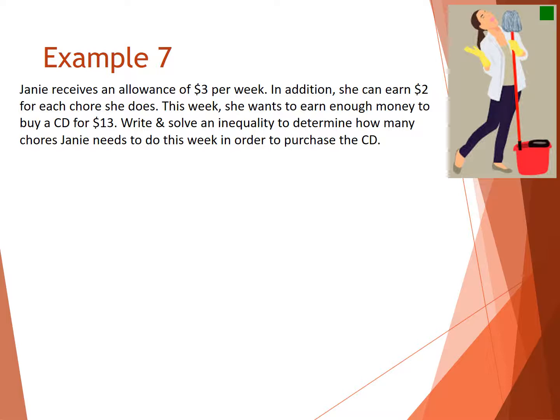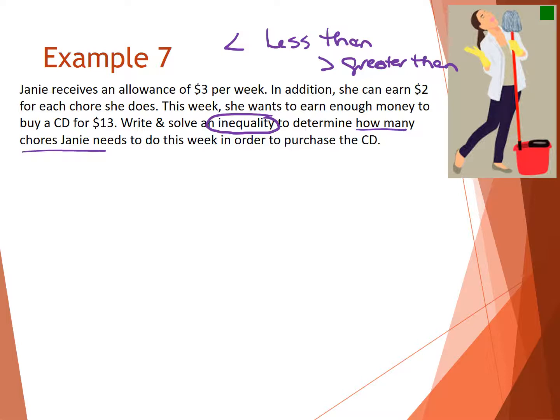All right, Janie, blah, blah, blah. Uh-oh. Look at right here. It says inequality. That means we're going to have either less than or greater than. And we might have to have equal to. We'll find that out, okay? So write and solve an inequality to determine how many chores Janie needs to do. So let's let N equal the number of chores.